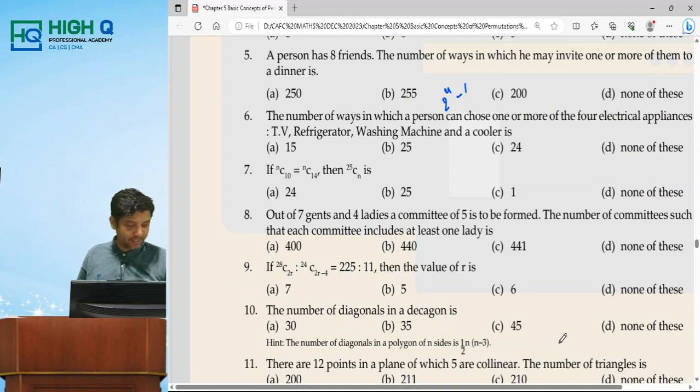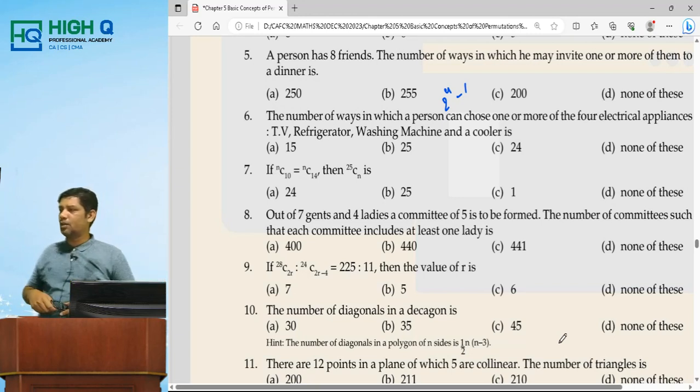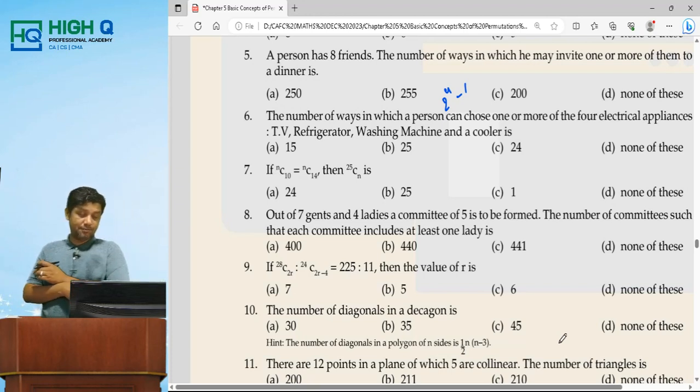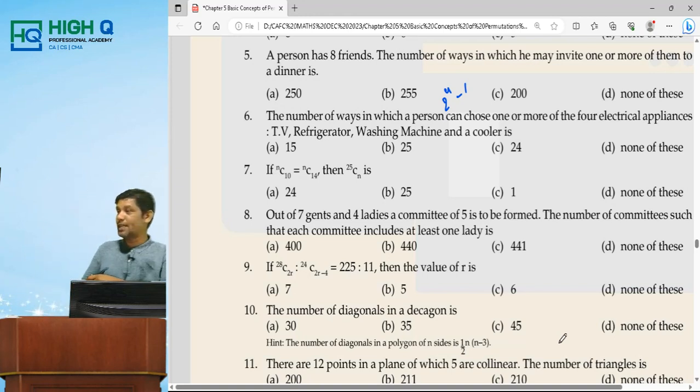What is it? nC10 is equal to nC4. They ask you to find out 25Cn. They did not ask you to find out the value of n. What they ask you to find out? 25. Answer is 25.